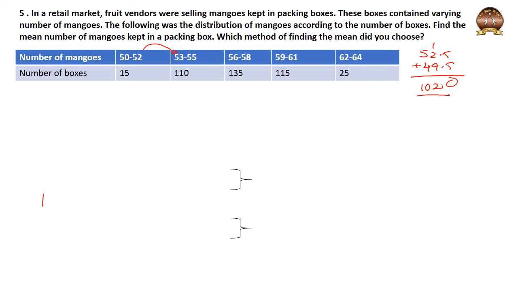Now here you find a peculiar sum, as the classes are not continuous. We have 50 to 52, 53 to 55, 56 to 58, 59 to 61. These types of classes are said to be inclusive type, and the classes are not continuous. So the next question comes: is it necessary to make the classes continuous, or will it make any difference?